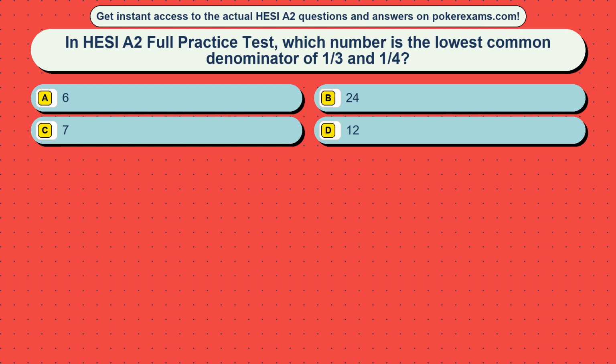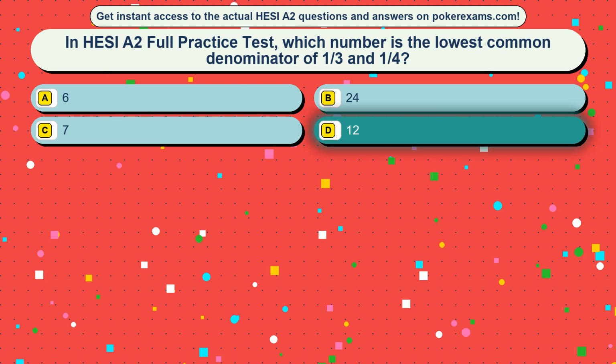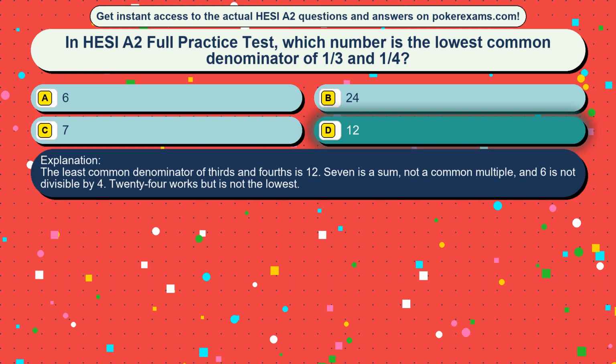Question 3. In HESI A2 full practice test, which number is the lowest common denominator of 1/3 and 1/4? Option A 6, option B 24, option C 7, option D 12. The correct answer is option D, 12. The least common denominator of thirds and fourths is 12. 7 is a sum, not a common multiple, and 6 is not divisible by 4. 24 works but is not the lowest.